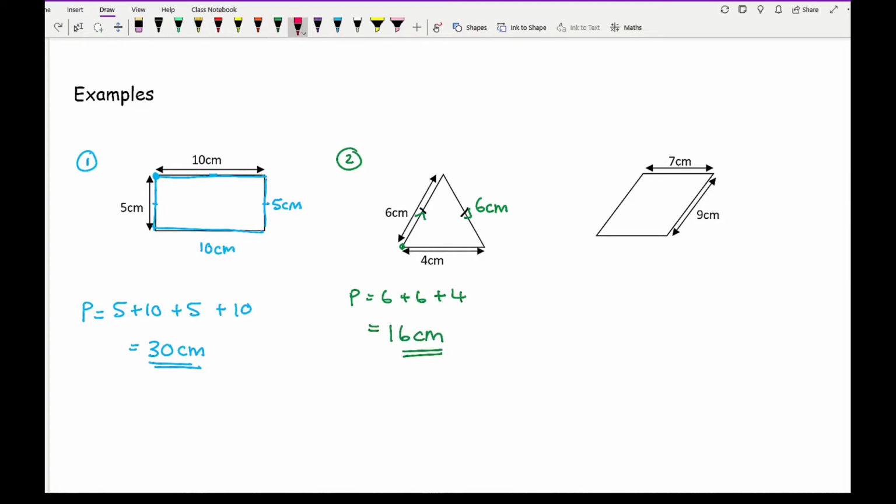And then moving on to our third example, here we've got a parallelogram. So if this side here is 9, then that means this side here is going to be 9, and this side here is going to be 7 if the opposite side is 7. So here I've got P equals, and I'm going to start in this corner here, and go the way around, so go in a clockwise direction. So I've got 9 plus 7 plus 9 plus 7. So here I've got 16 plus 16, which is 32 centimeters, and there is my final answer.